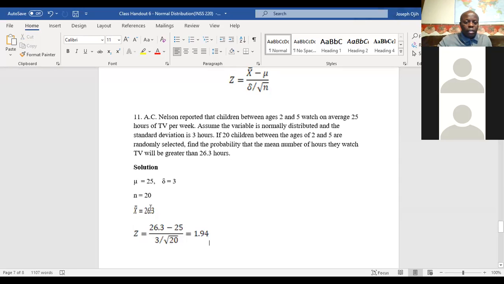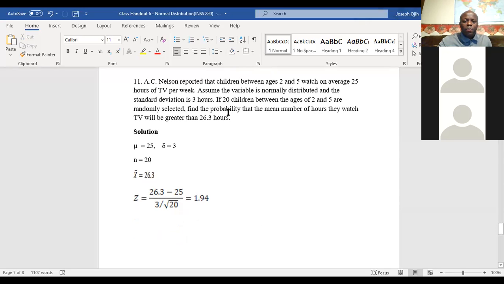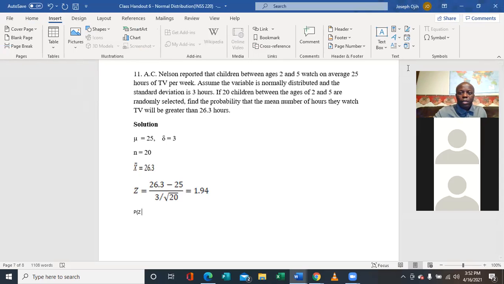Now, you can see that it is no longer X bar, it is now Z. It is no longer 26.3, it is now 1.94. So we have transformed it. So the probability that the sample mean will be greater than 26.3 hours becomes the probability that Z is greater than 1.94. So the probability we're looking at now becomes: probability of Z greater than 1.94.